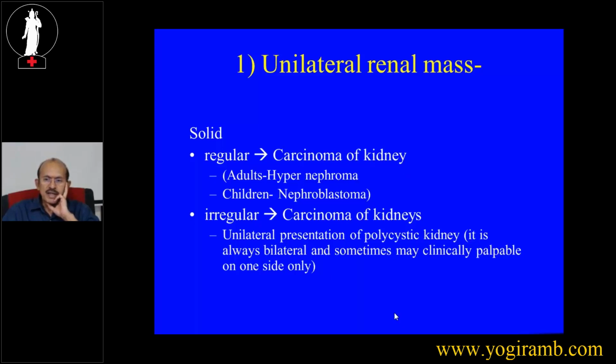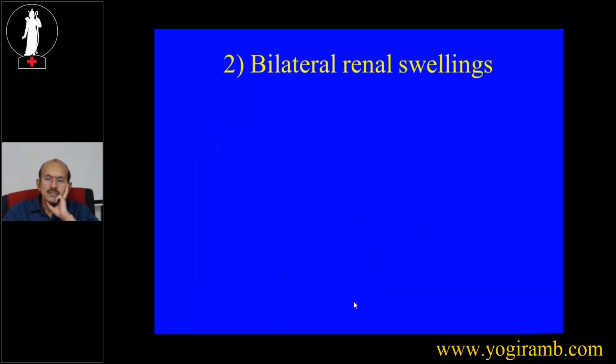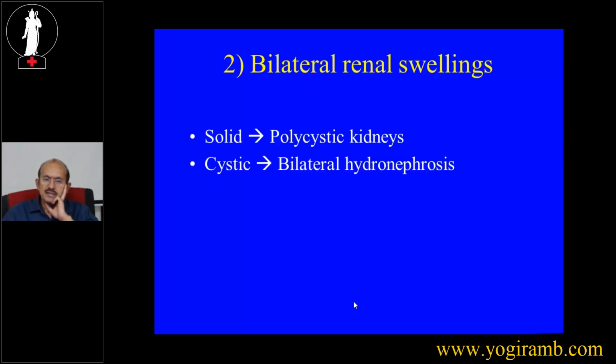Sometimes polycystic kidney may be palpable on only one side. Though it is there on both sides, it may be palpable on only one side. The other side may be very small, so it may not be palpable. Unilateral cystic renal swelling: hydronephrosis. Very good. Bilateral renal swellings: solid, polycystic kidneys, cystic, bilateral hydronephrosis.